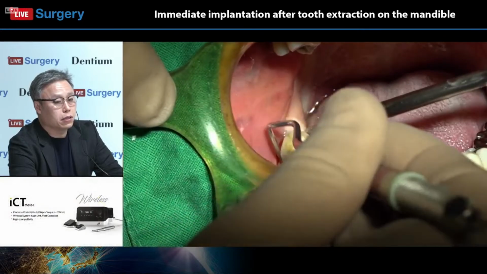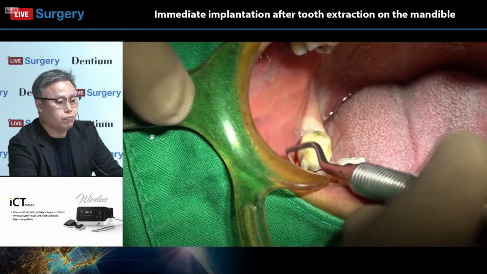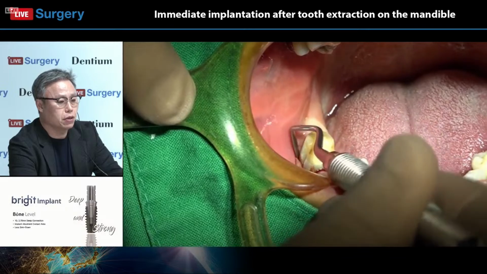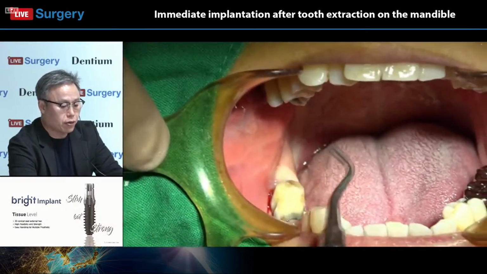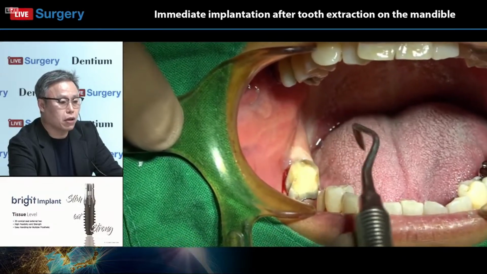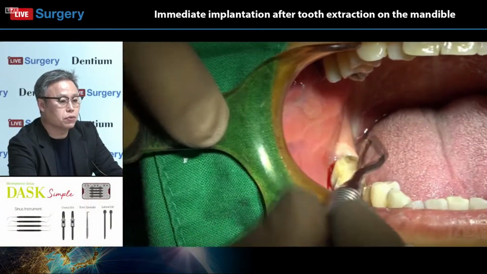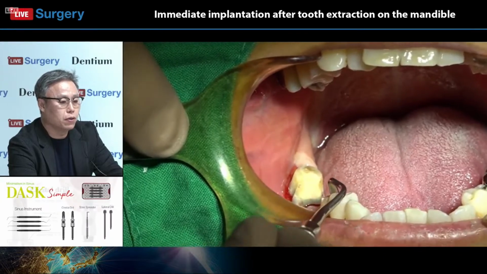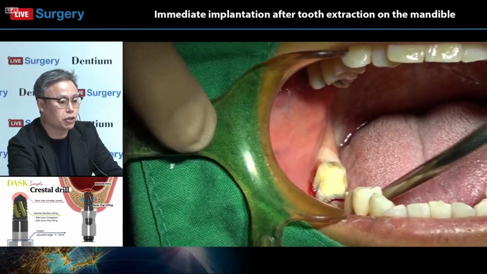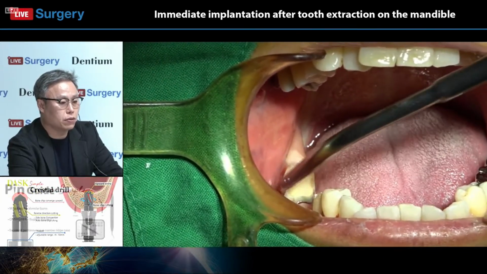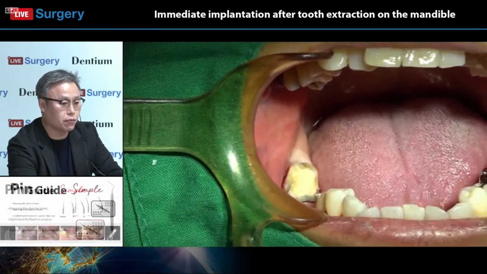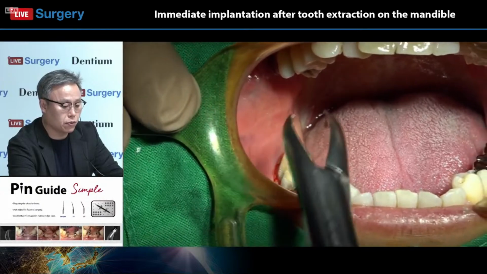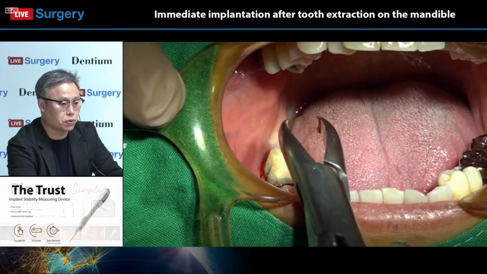Dr. Lee started the extraction procedure. This is the supracrestal fibrotomy. Usually this procedure is also used for orthodontic treatment, but for this case, we are using the supracrestal fibrotomy for convenience, to make the extraction procedure easier.